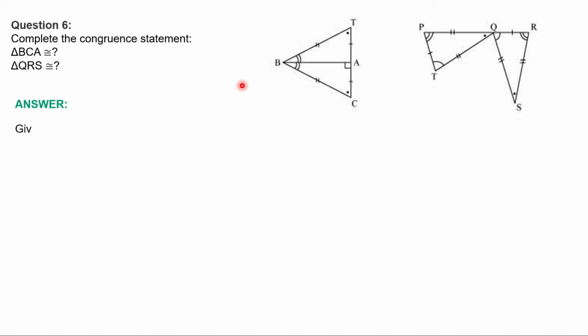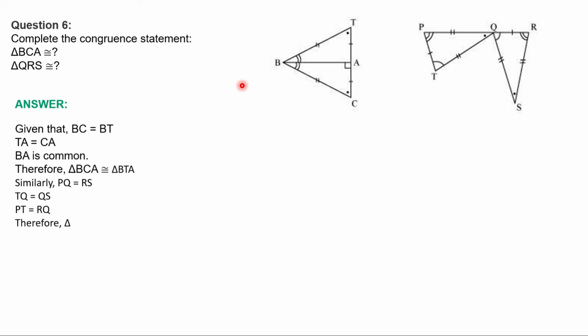Okay, let's see. Given that BC equals BT and TA equals CA, BA is common, therefore triangle BCA is congruent to BTA. Similarly, PQ equals RS and TQ equals QS, PT equals RQ, therefore triangle QRS is congruent to triangle TPQ. This question is similar to the previous one, that's why I'm not explaining it. If you still have any doubt, you can ask me in the comment box. Okay, now next.